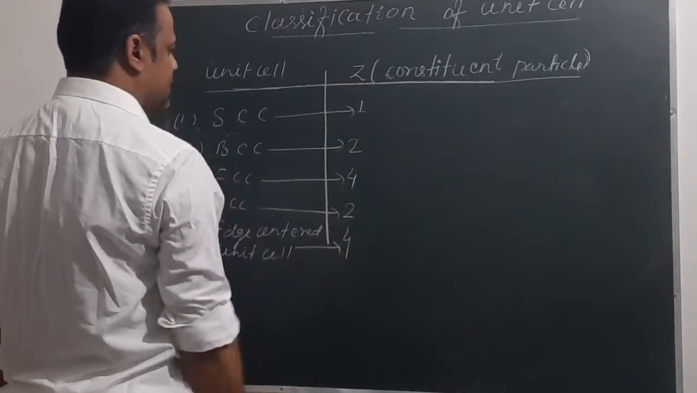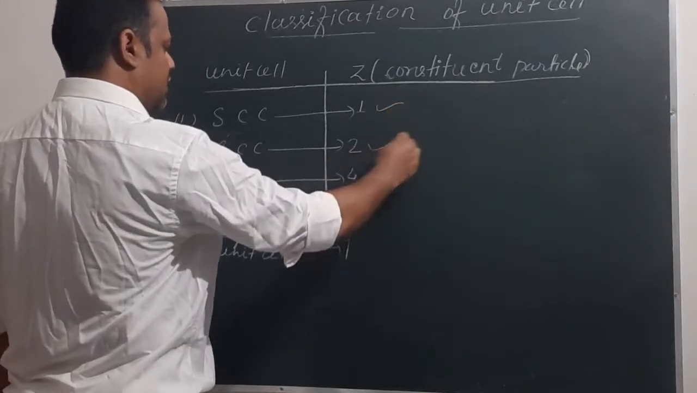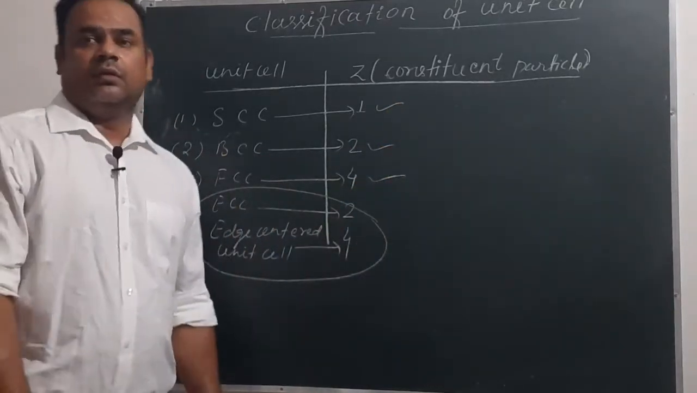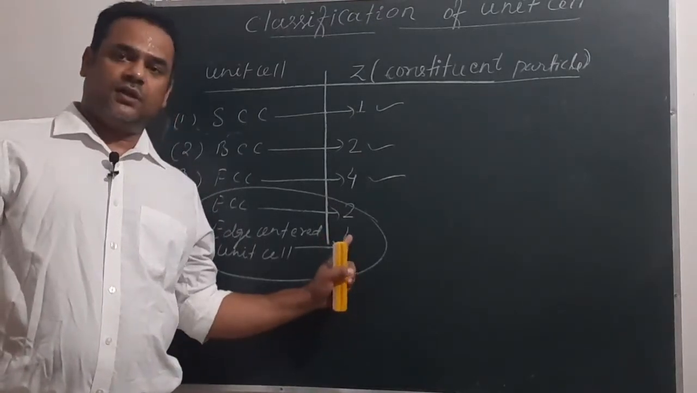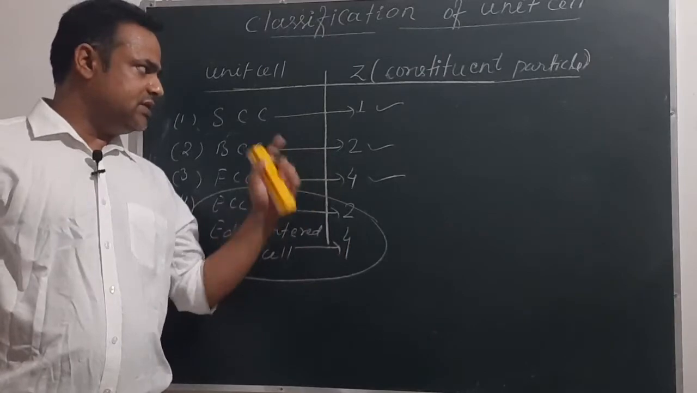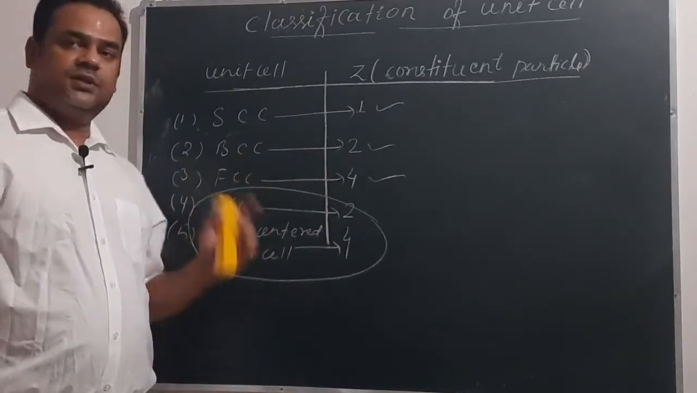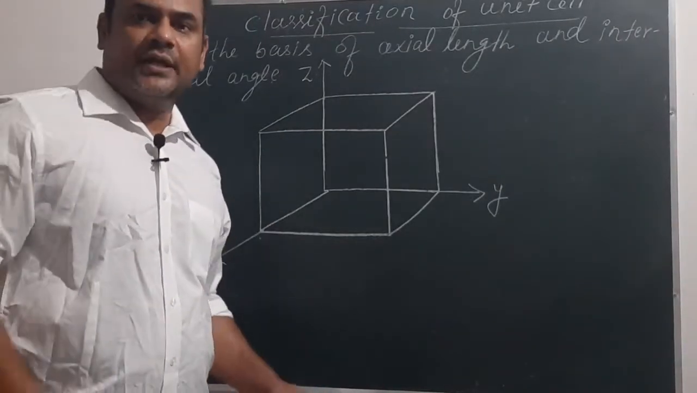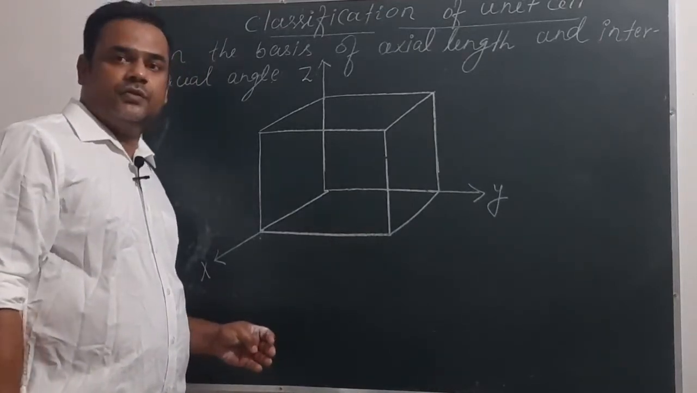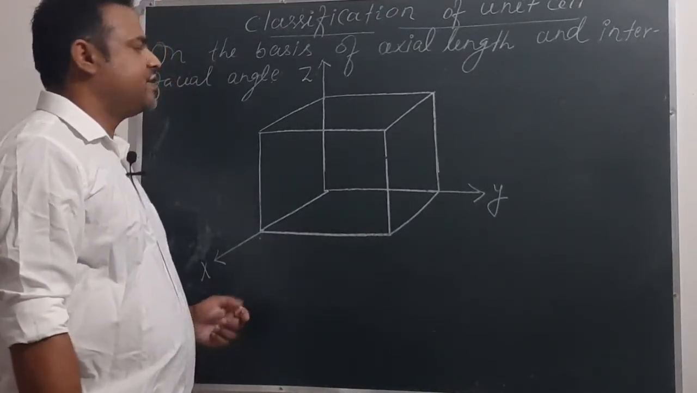But in the class 12 syllabus you have to learn only these 3 values. You need not go to these other values. This is extra knowledge given to you, so you need not learn this. You have to learn only these 3: SCC, BCC and FCC. So next we are going to see the classification of unit cells on the basis of axial length and interfacial angle.